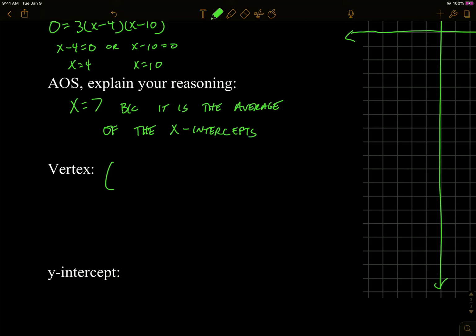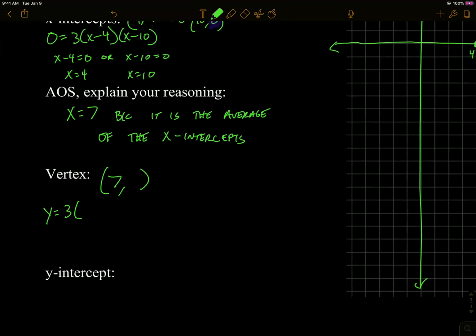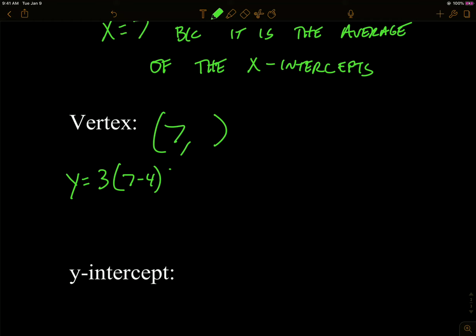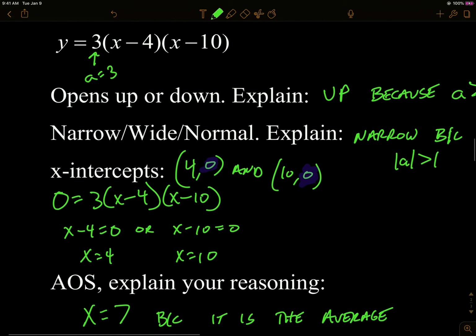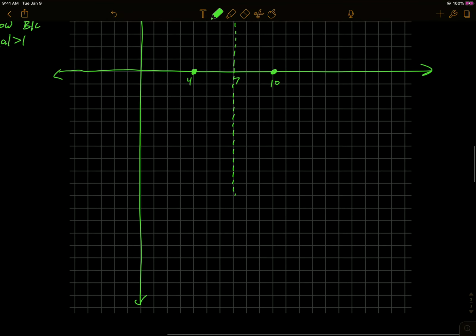So my vertex always has the same x as my axis of symmetry, and then I have to plug it in for x. So I got y equals 3 times (7 minus 4) times, and it was (x minus 10), right? (7 minus 10). So I get y equals 3 times negative 3. So it's going to be y equals negative 27. So our vertex is (7, negative 27).